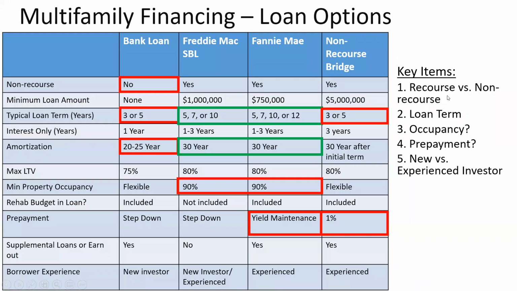All right. So you've seen this chart before, but this really shows the four loan options for multifamily financing. All right. So bank loan on the left-hand side, Freddie Mac small balance loans, Fannie Mae, and non-recourse bridge. So let's just start on the left-hand side.